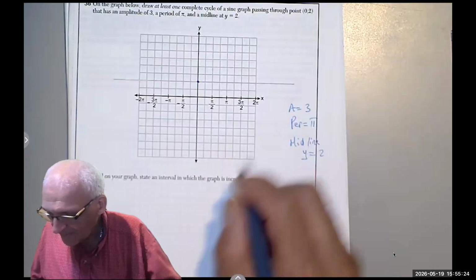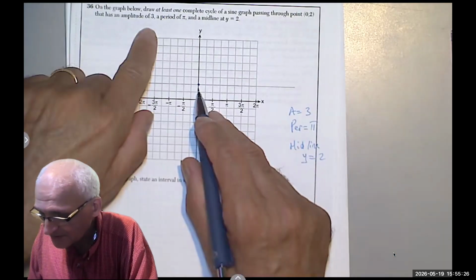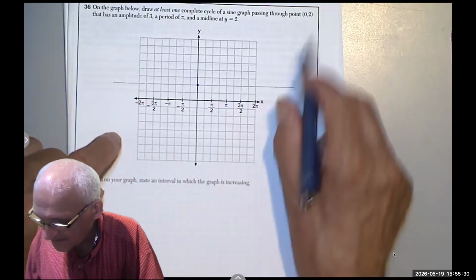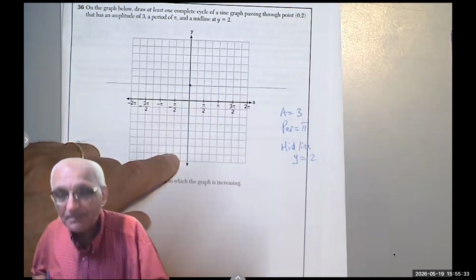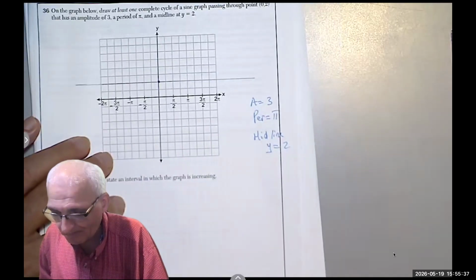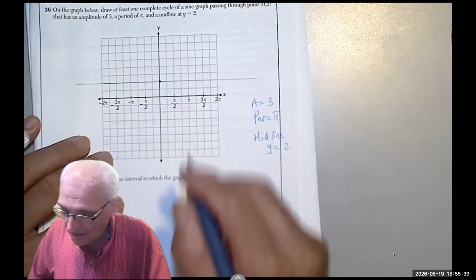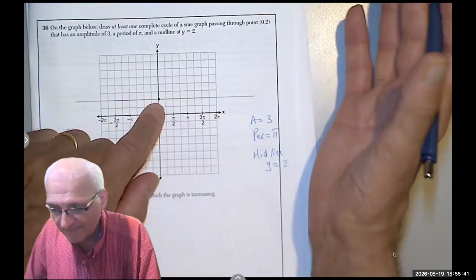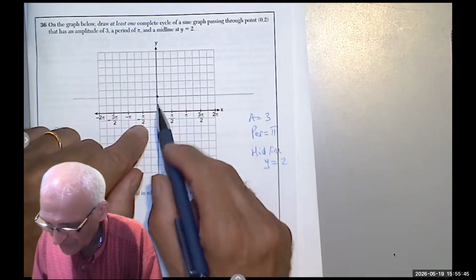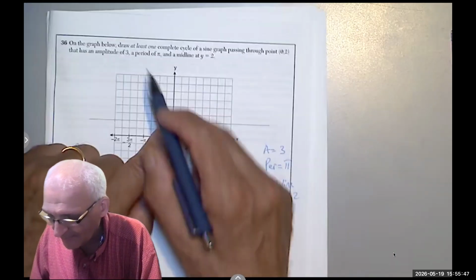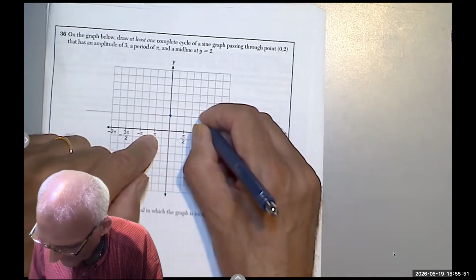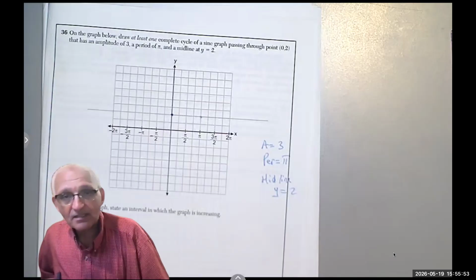So if it passes through the point 0 and 2, that's the beginning of the cycle, right? This is one of them because they said draw at least one complete cycle. Okay, so if I start from here and my period is pi, then at pi, I will go back to a new cycle, right?